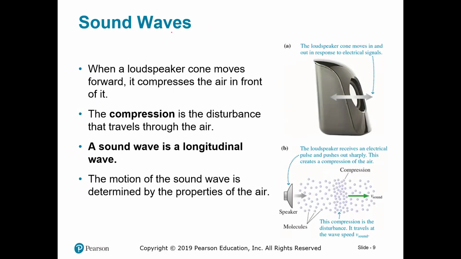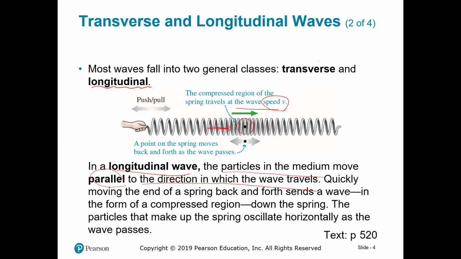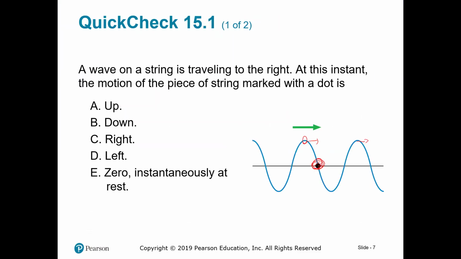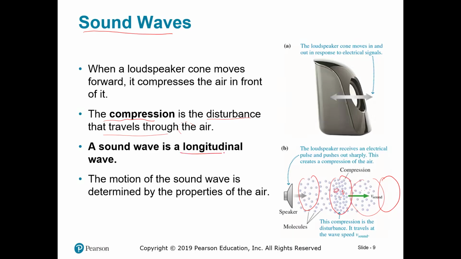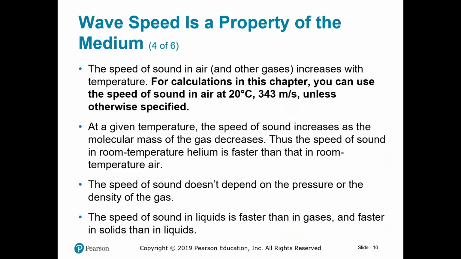And then we have a sound wave, which is a longitudinal wave as well. The compression is the disturbance that travels through the air. So now you have an air compression, and then you have less air, and then somewhere here you have another air compression. It's more like a spring that is compressed here, and then you don't have a lot of spring here. So you have a compression and a rarefaction. So you see, a sound wave is also a longitudinal wave.